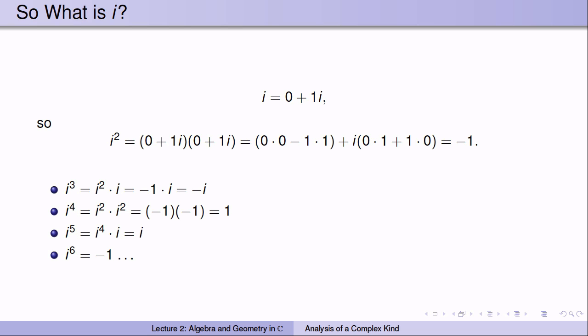So what have we noticed? i is i, i squared is -1, i cubed is -i, i to the fourth is 1, and then these four numbers keep repeating. i to the fifth is i, i to the sixth is -1, i to the seventh is -i, i to the eighth is 1, and it keeps repeating like that. So there's really just four different states that a power of i can have.